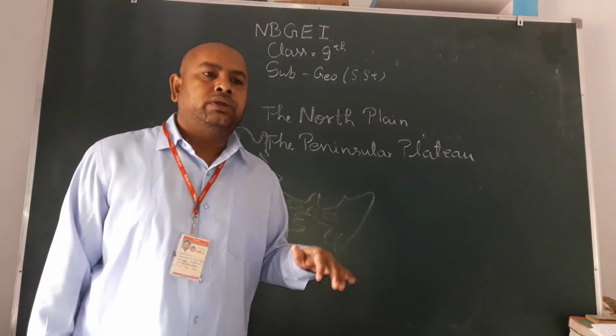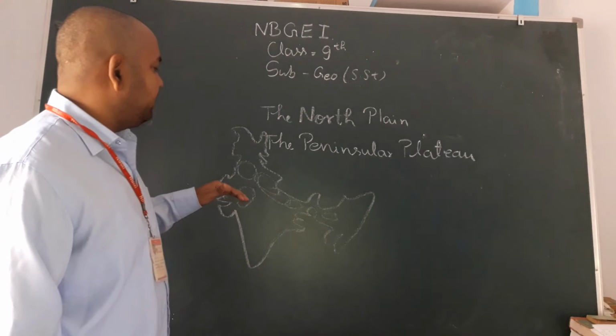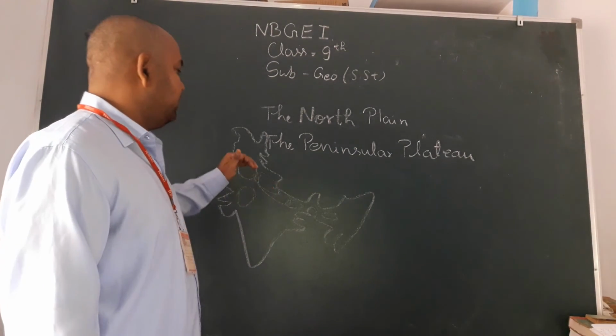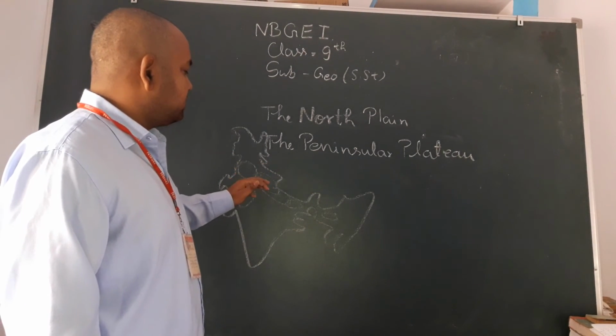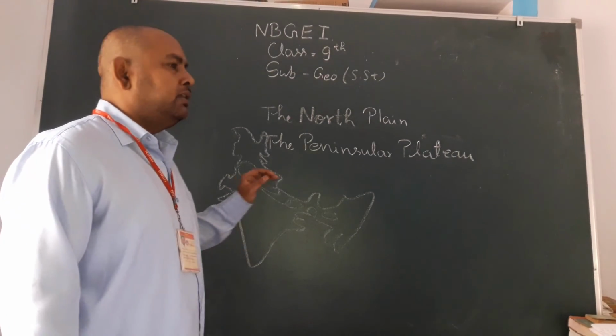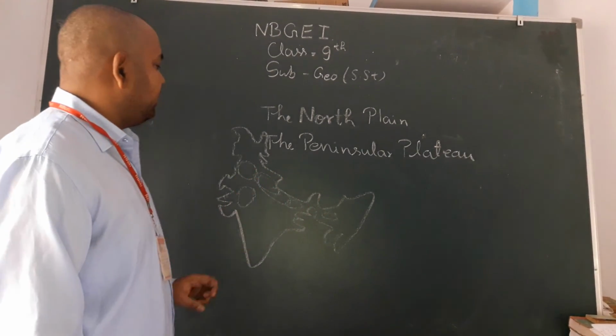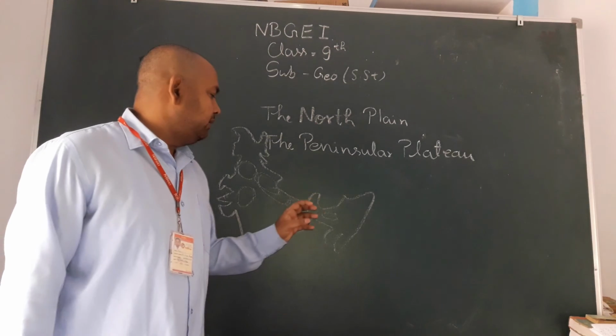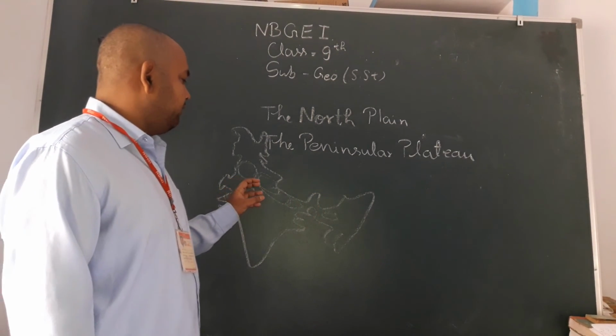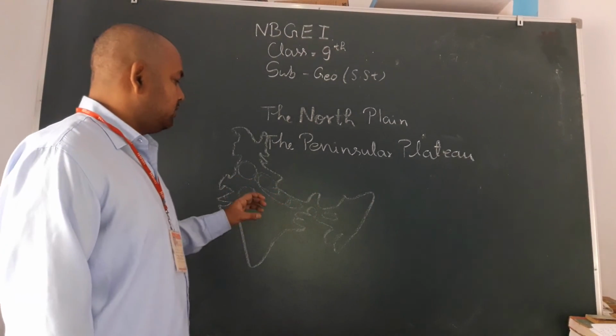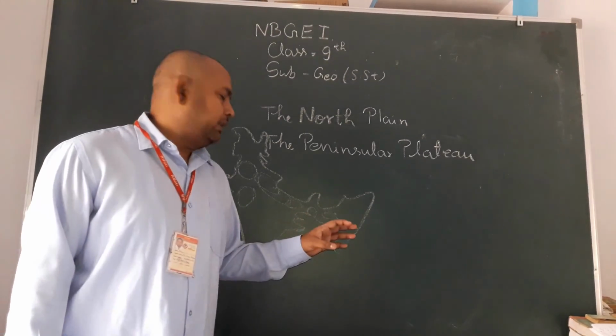In the upper course, the slope of the river is very steep in the Himalayas and the flow is very fast. When it comes into the plain area, in the middle course, it makes islands in the river, and in the last course it makes the delta.